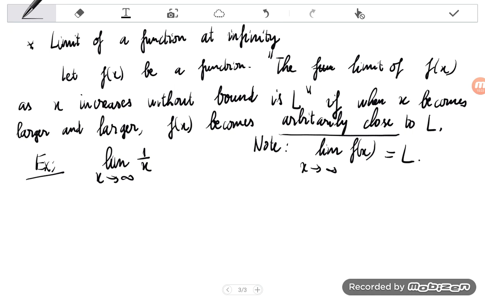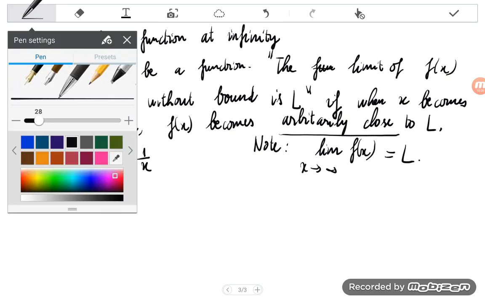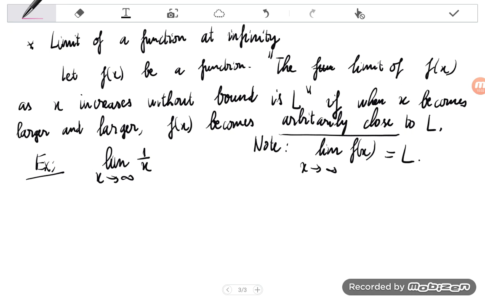And of course, you have a similar definition for x equals minus infinity. Okay, we can choose another color. The limit of f(x) as x decreases without bound is L if when x becomes smaller and smaller, f(x) becomes arbitrarily close to L, and of course, in this notation we must change infinity to minus infinity.